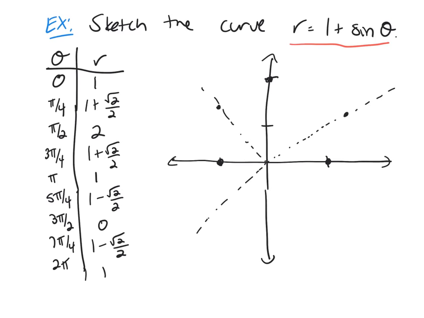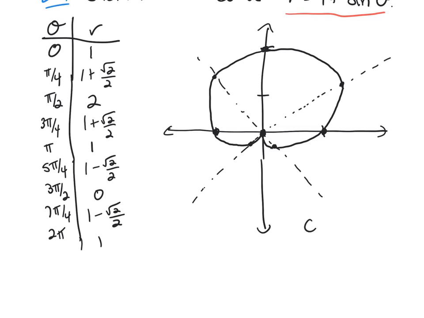At 5 pi over 4, 1 minus square root of 2 over 2, it's a positive number, but it's smaller than 1. At 3 pi over 2, it's 0. I'm back to the origin. And then 7 pi over 4, it's that 1 minus square root of 2 over 2. And then 2 pi, it's back to where I started. So let's connect all these together. Hopefully it'll look kind of nice here. Oops, sorry, I messed up. There we go. Go there, and then there, and there. And that's what it looks like. And this is called a cardioid. It kind of looks like an upside down heart almost.